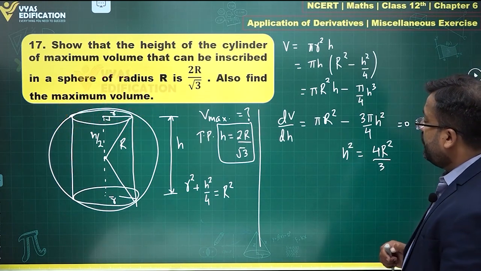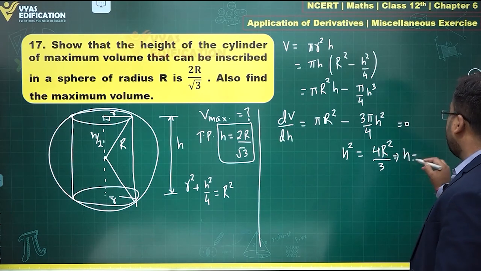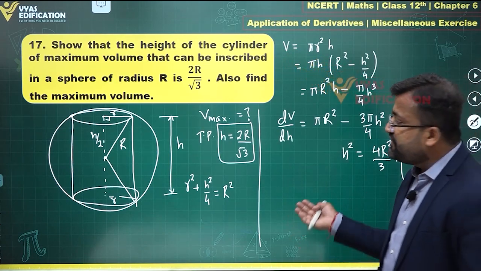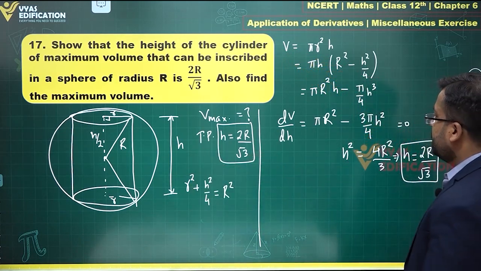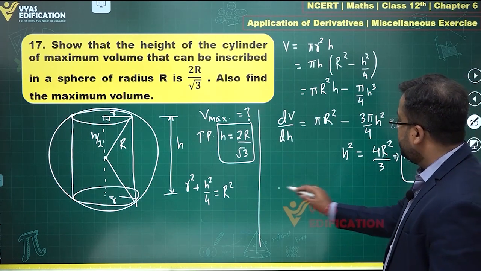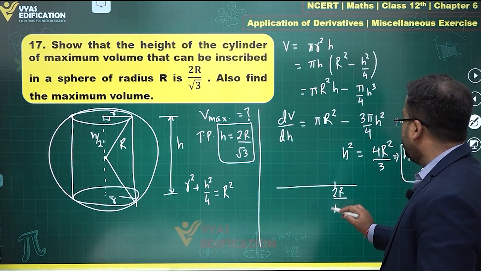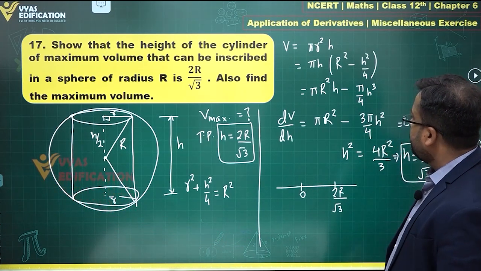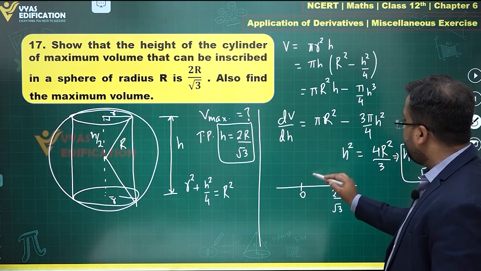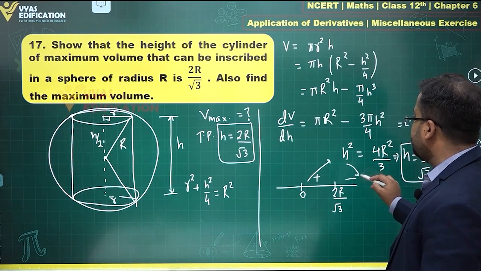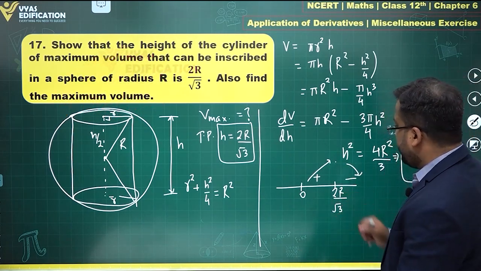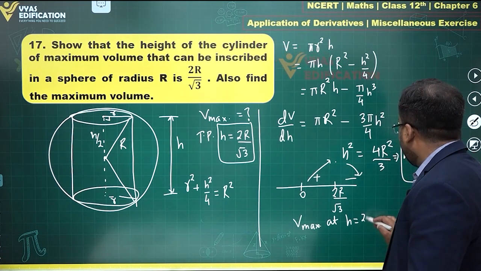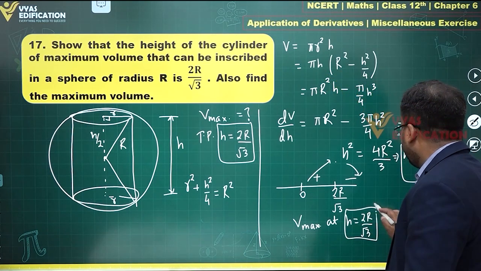h square will be equal to 4 R square upon 3, which tells me h will be equal to 2R upon root 3. This is the critical point. Why not take the minus value? Because h is supposed to be positive. This is the height, so we're not considering the negative value. And if you observe, the critical point is 2R by root 3, and you have one value 0. So before the critical point, this will be a smaller quantity, therefore this will be overall positive, and after it, it will be negative. So the increasing and decreasing behavior tells me that you have a maxima at this particular point. So volume is maximum at h equals 2R by root 3. This is what we wanted to prove, hence proved.